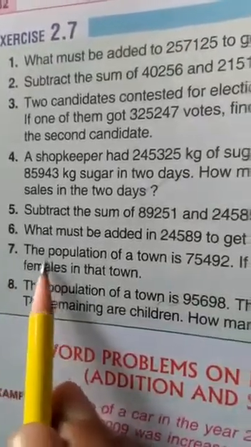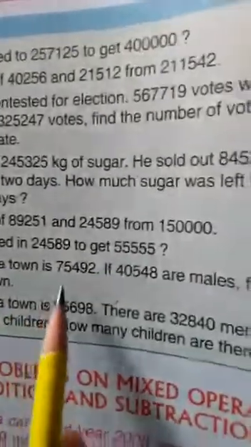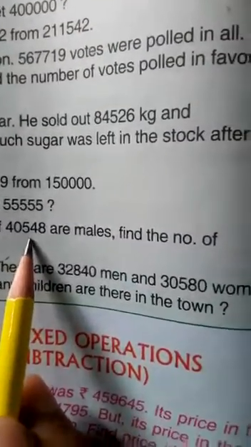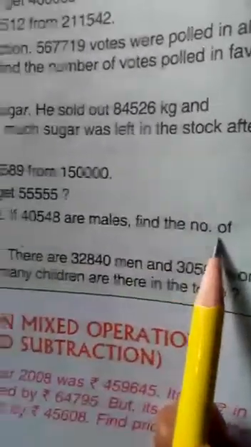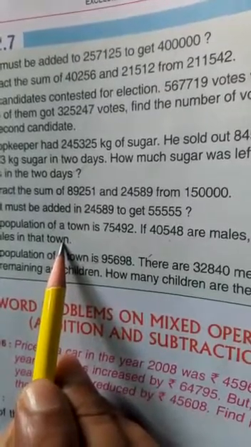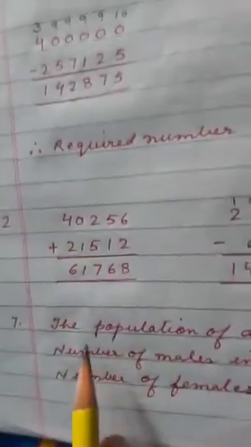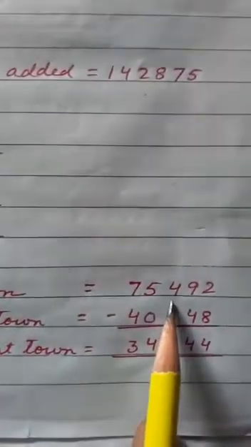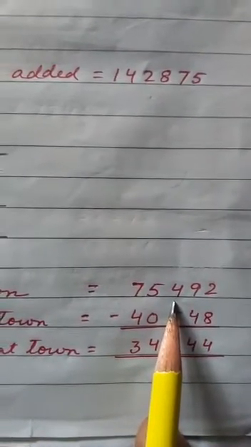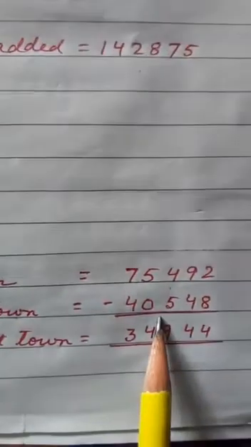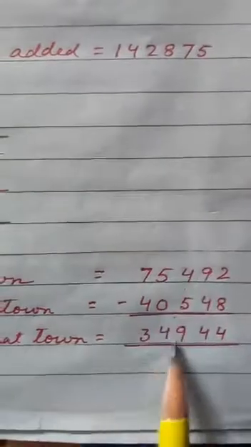In question number 7, you see the population of a town is 75,492. If 40,548 are males, find the number of females in that town. Okay, we have to find the females in that town. Okay, so what we'll do here, we will subtract the population of a town. So what will be here? 75,492. Okay, so number of males in that town, so it will be 40,548. Now we will subtract it.